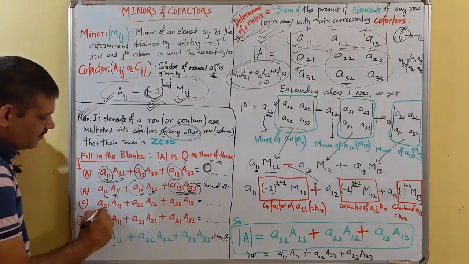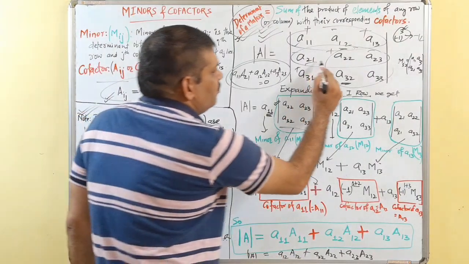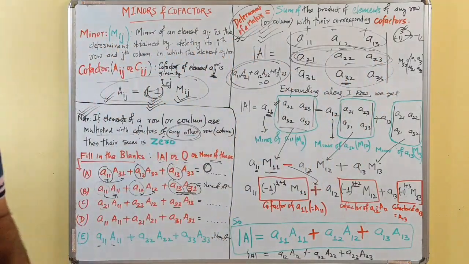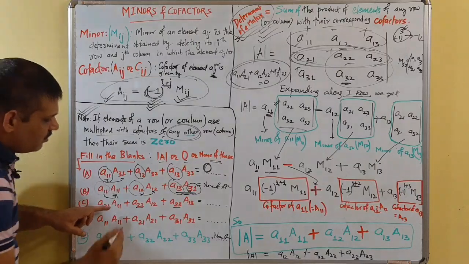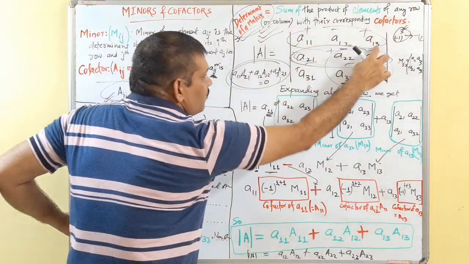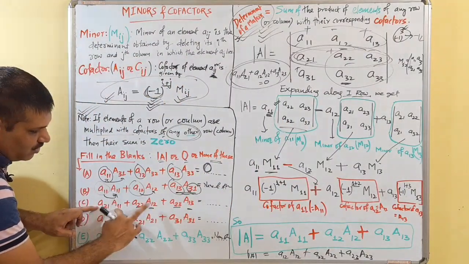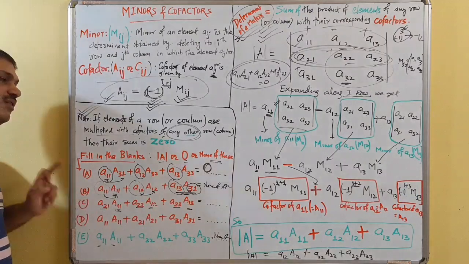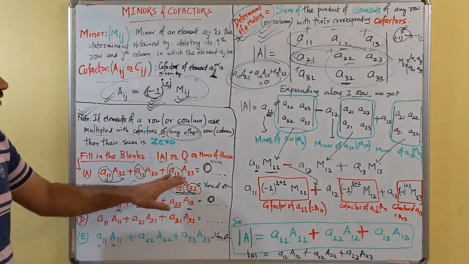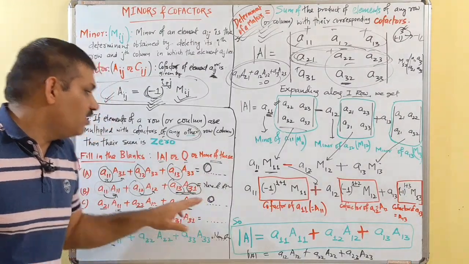Now let's check this. 2 1, 2 2, 2 3 means we have chosen the second row. Let's see what cofactors we have taken: 1 1, 1 2, 1 3. The elements of the second row are multiplied by the corresponding cofactors of the first row. That expression is going to be 0. So this is not the value of the determinant.